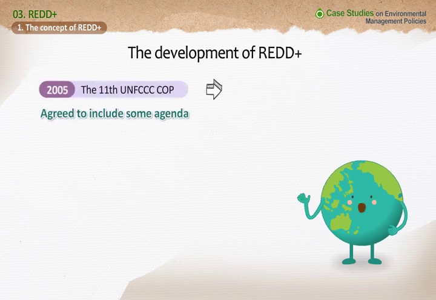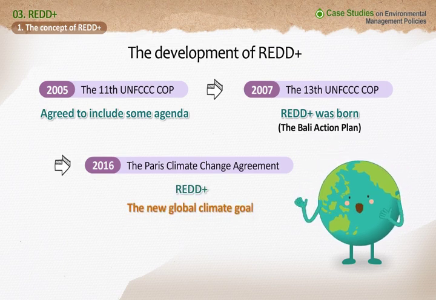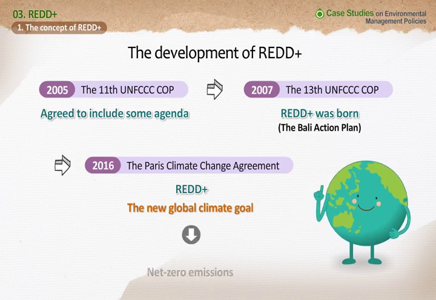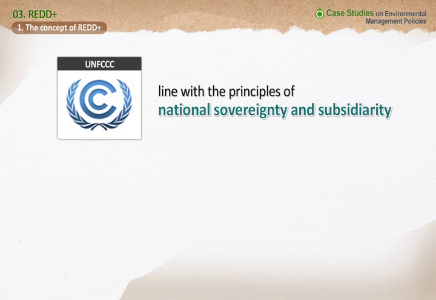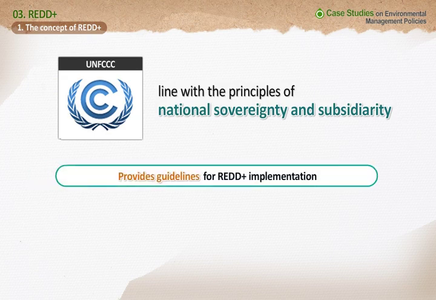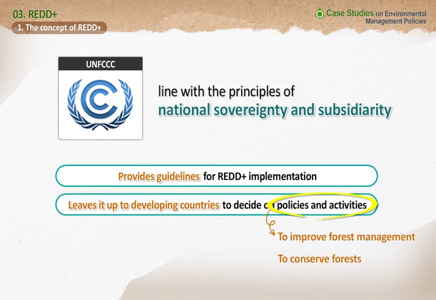9 years later, in 2016, the Paris Climate Change Agreement established REDD+ as a critical and prominent piece of the new global climate goal to achieve net zero emissions in the second half of this century. In line with the principles of national sovereignty and subsidiarity, the UNFCCC primarily provides guidelines for REDD+ implementation and leaves it up to developing countries to decide on specific policies and activities they will undertake to improve their forest management and conserve forests.